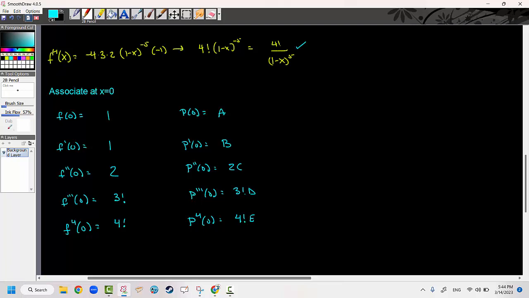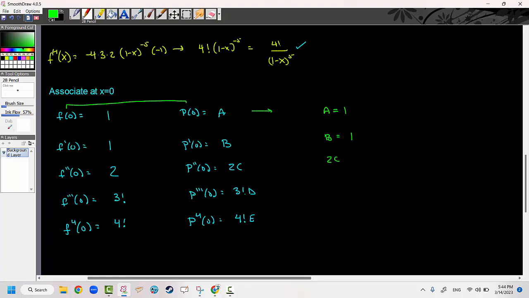Okay, so at this point, remember, I am going to try to make these associations. So if f of 0 equals 1 and p of 0 equals a, hopefully it's not too much of a leap to say that a equals 1, because I'm associating f of 0 to p of 0. Hopefully it's not too much of a stretch to say that b is equal to 1.